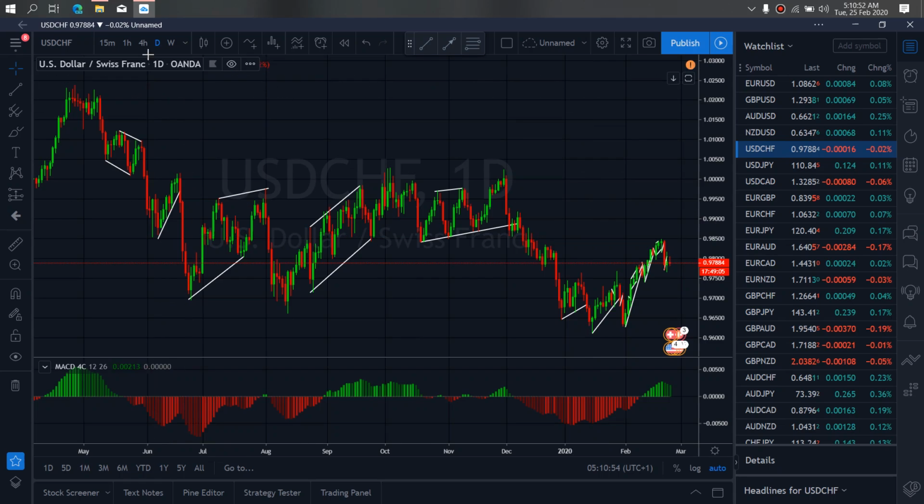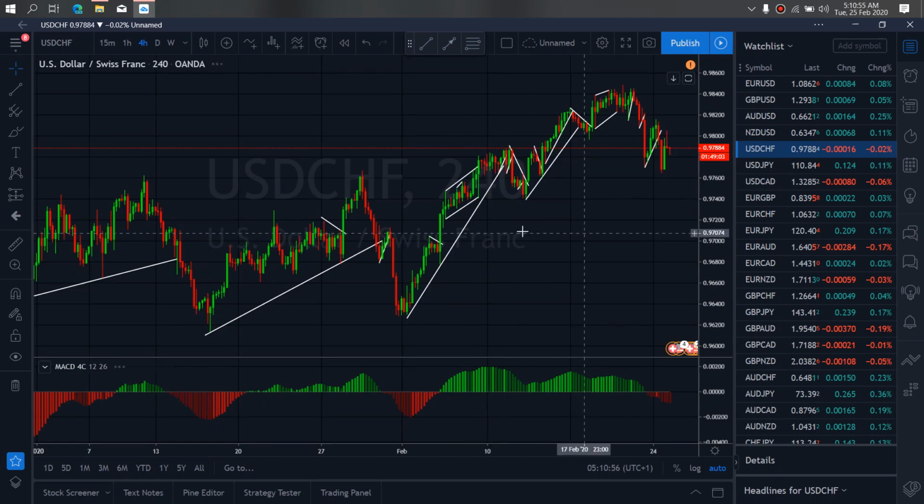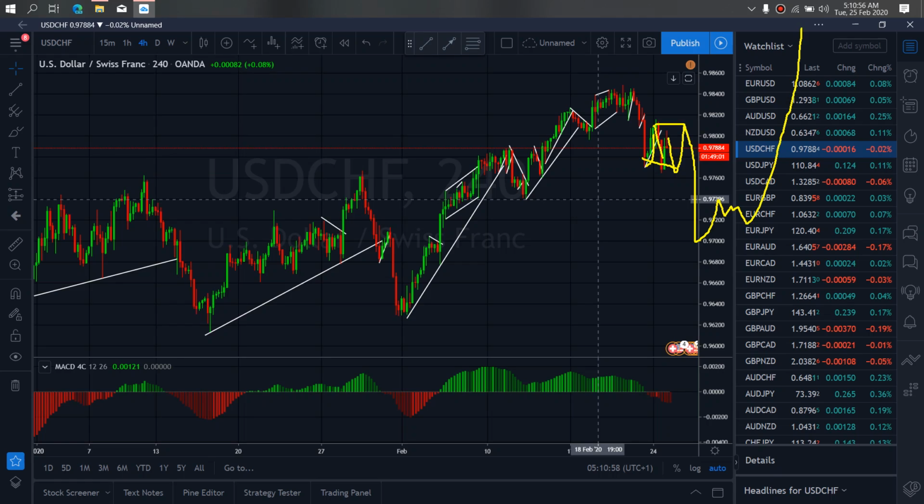So if we zoom to the 4-hour time frame on dollar Swiss, you see that at present they are attempting a corrective structure right now. It can give us this flat and then drop more to the downside before they reverse to resume the buy momentum, as we are looking for this running flat structure on dollar Swiss.